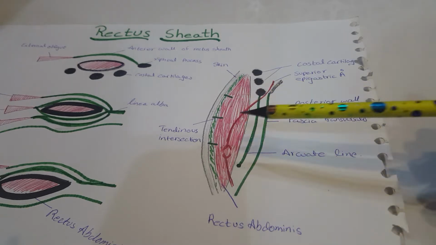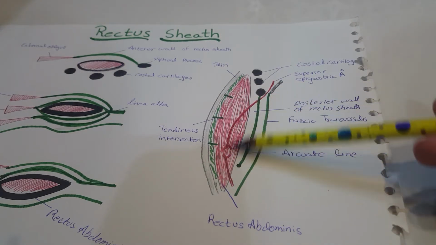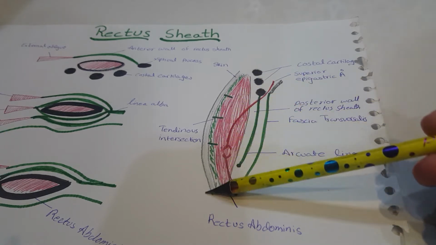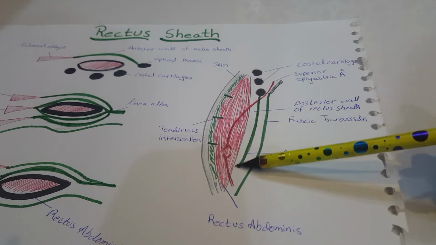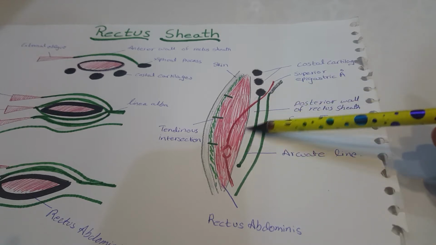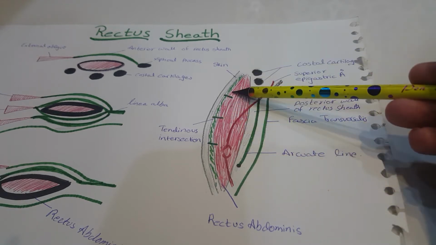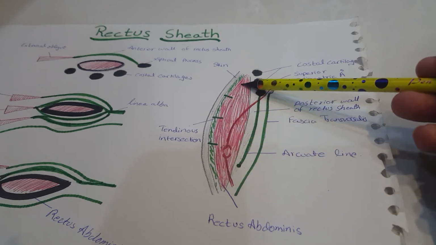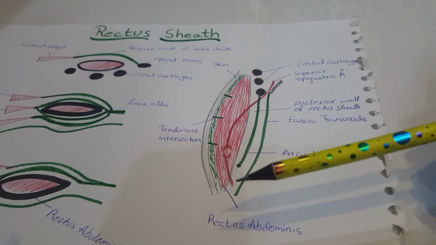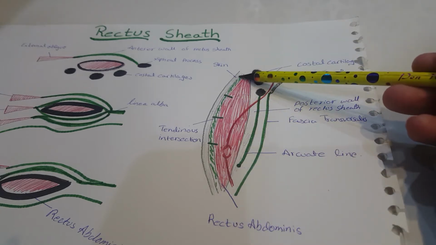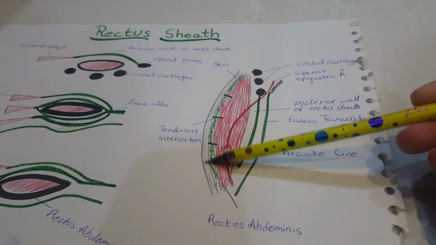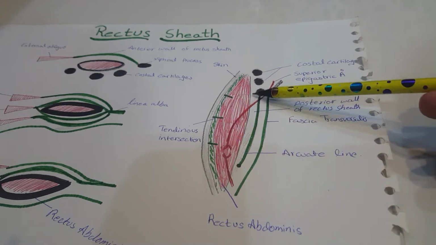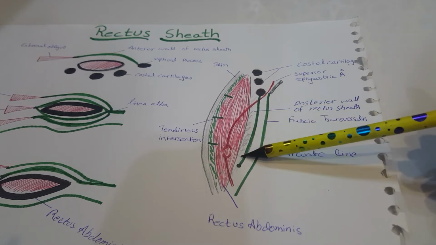I have drawn this diagram showing the rectus abdominis muscle. Rectus abdominis muscle anteriorly has the anterior wall, posteriorly has the posterior wall. So over here posterior wall is present and over here anterior wall of the rectus sheet is present. As you can see in the diagram, the anterior wall of the rectus sheet is complete, while the posterior wall of the rectus sheet is deficient.